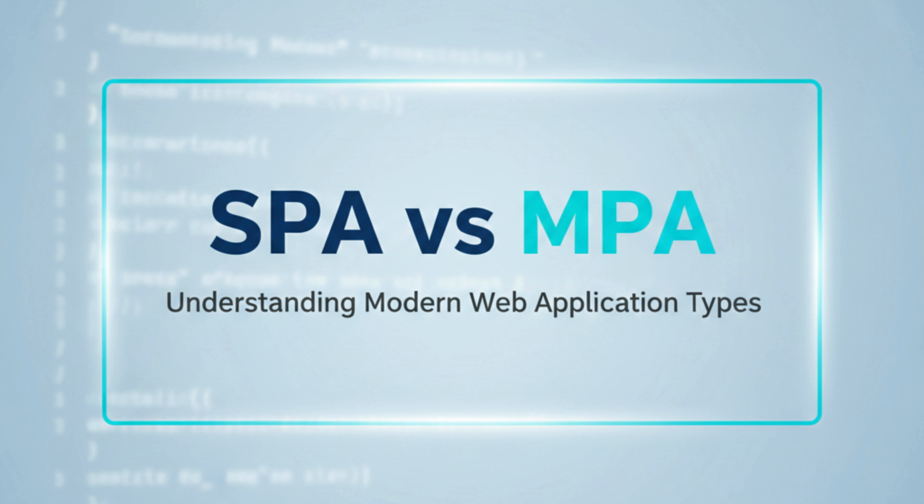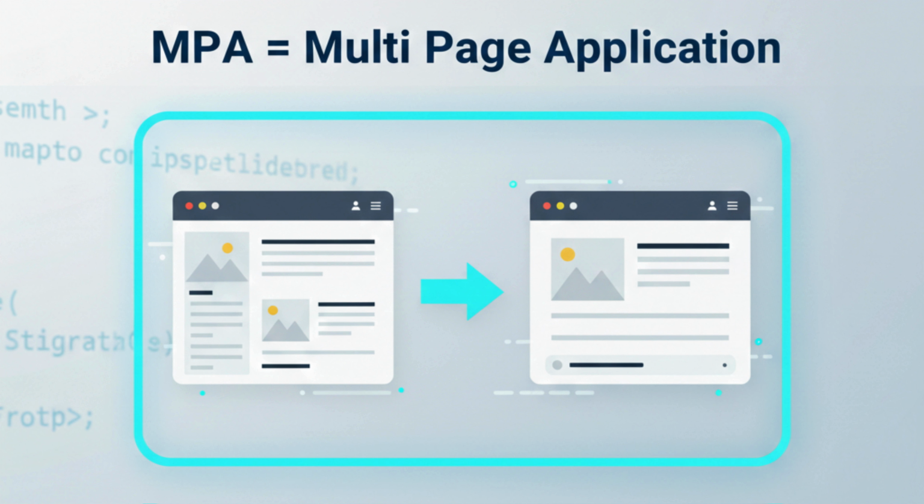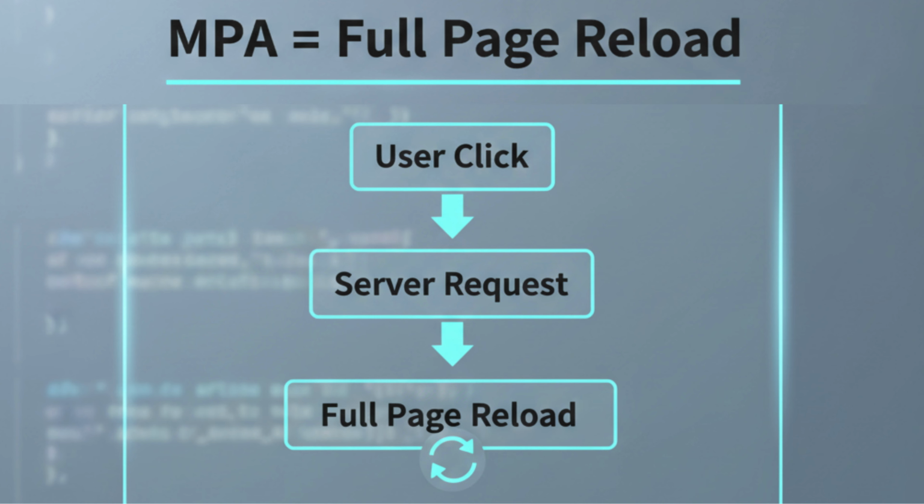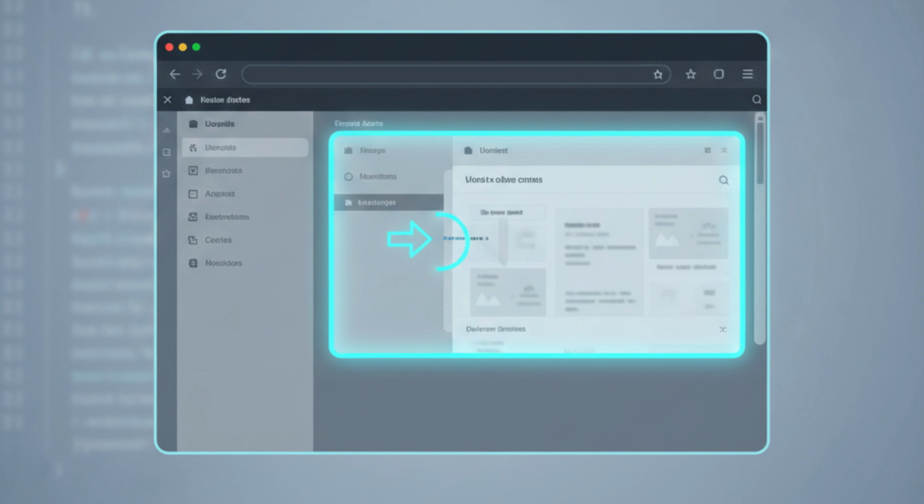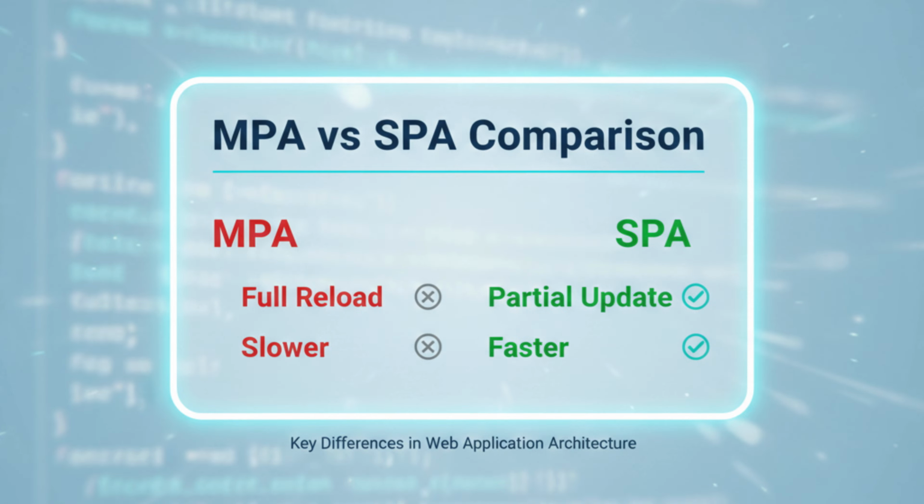Next, let's understand SPA and MPA. SPA stands for Single Page Application. MPA stands for Multi-Page Application. In a multi-page application, every time you click a link, the browser loads a new page from the server. In a single-page application, the page does not reload completely. Instead, only parts of the page update dynamically. React is mostly used to build SPAs. This makes applications feel faster and smoother.